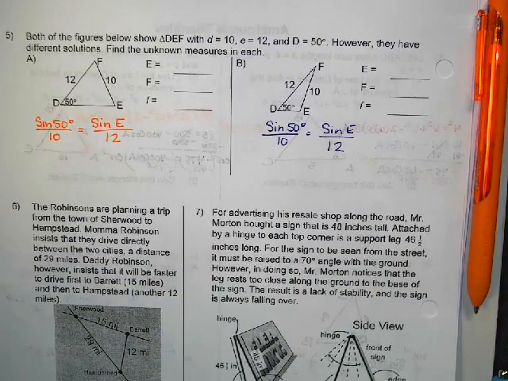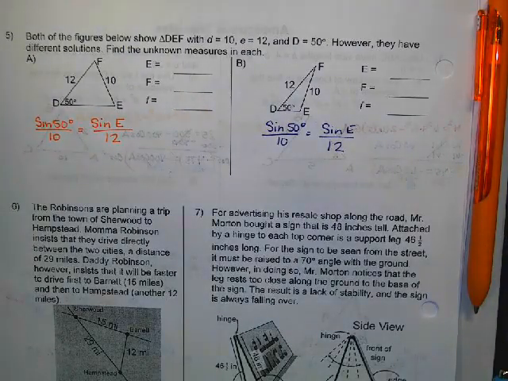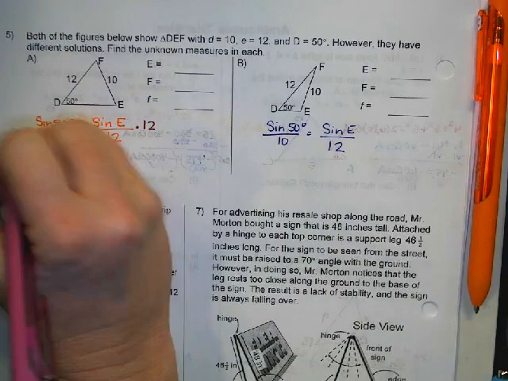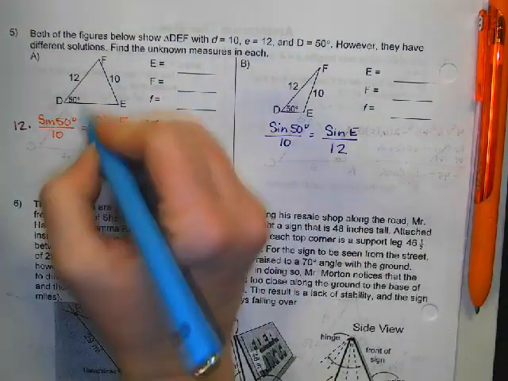Now notice, those 2 equations are exactly the same, even though the 2 triangles aren't the same. Triangles are different, but the equations are the same. So let's go ahead and solve. I'm going to multiply by 12, and then inverse sine.